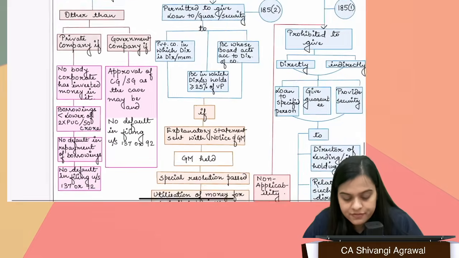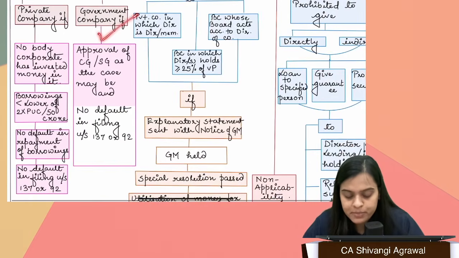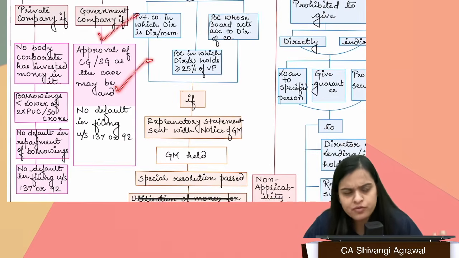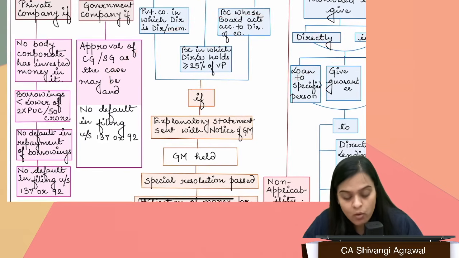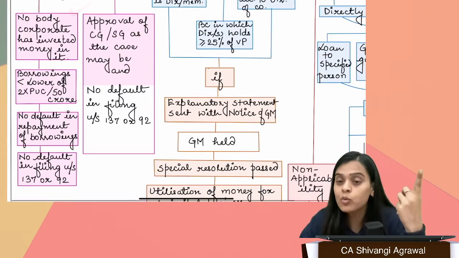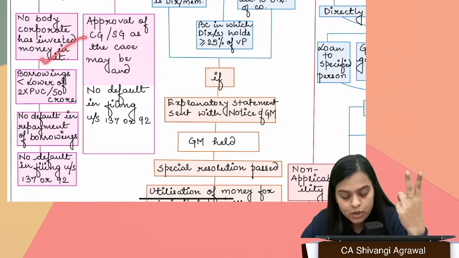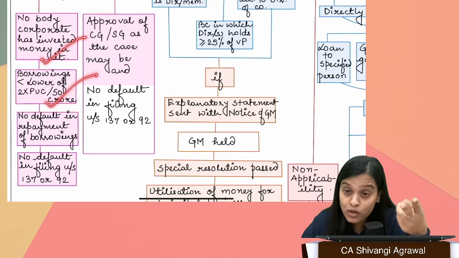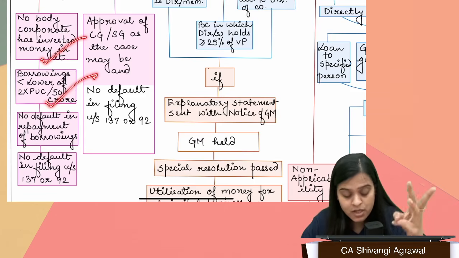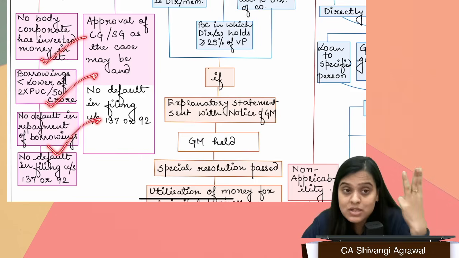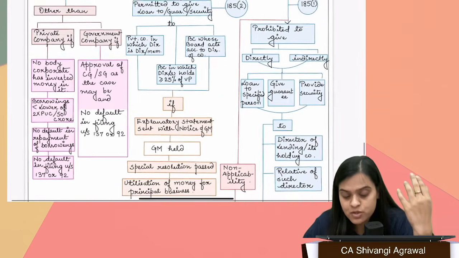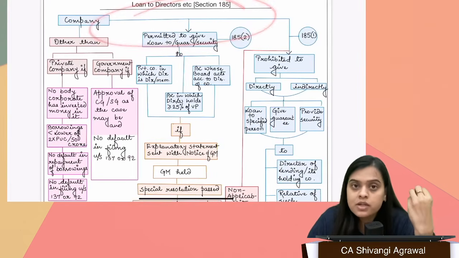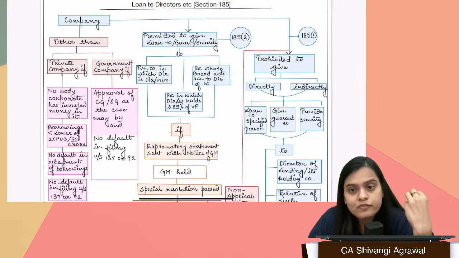Now company, if you are a government company and you get the approvals from the ministry, CGSG, then it's not applicable to you. That means you can go ahead and give the loan to your directors if you want to. Also, if you're a private company and no body corporate has invested in you, your borrowings are lower than 2 times the paid up capital or 50 crores, and you have not done any default in repayment of borrowings, then again, this is not applicable to you. You are exempted from this particular section, section 185.